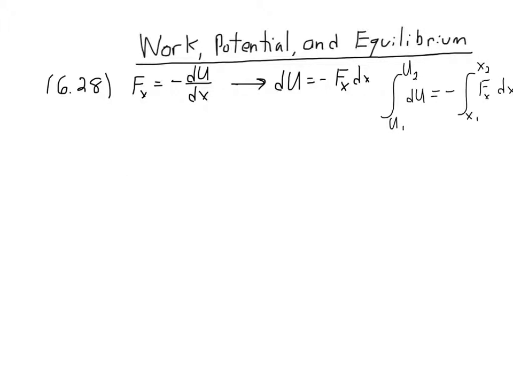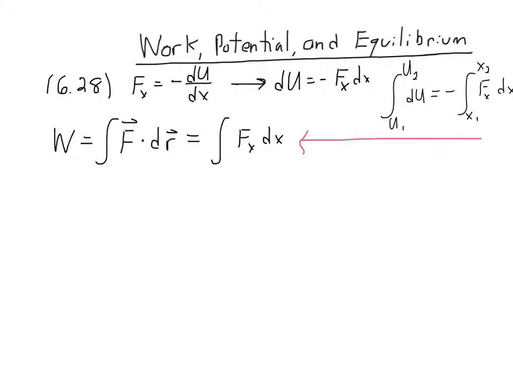And we also want to compare this to work. So earlier in the chapter, we gave work as the following definition: the dot product of the integral of the force over the displacement. So in one dimension, of course, this is just Fx times dx. And then just by comparing that guy to that guy, we can see that the work is the negative integral of the potential from the initial to the final, and this is actually negative change in potential.